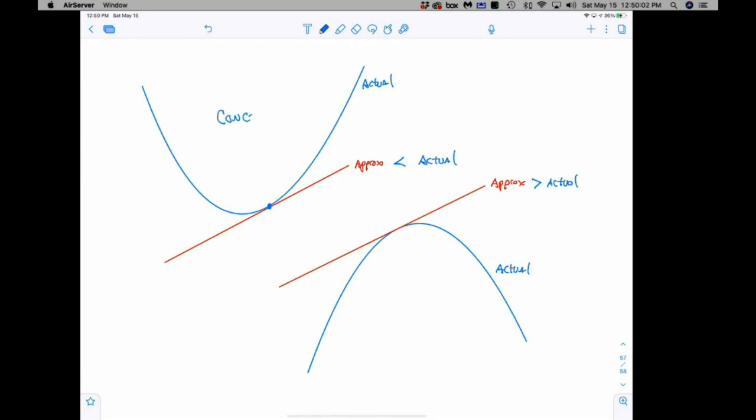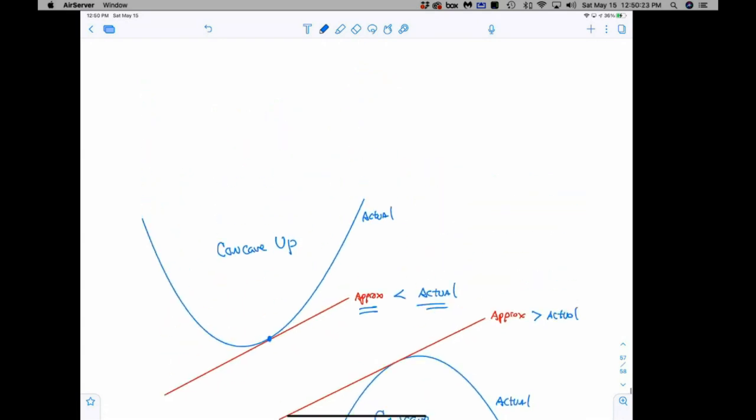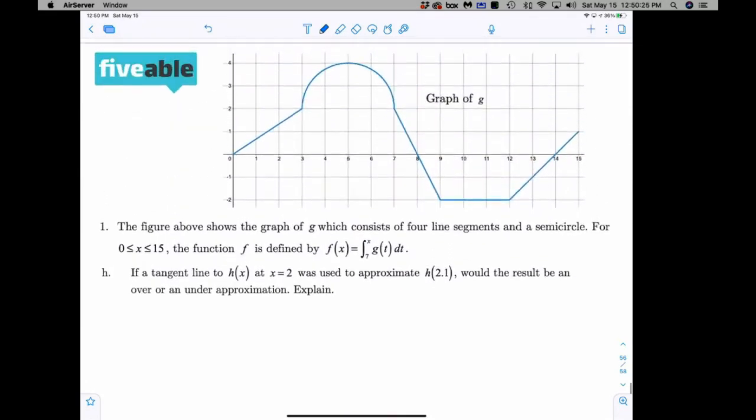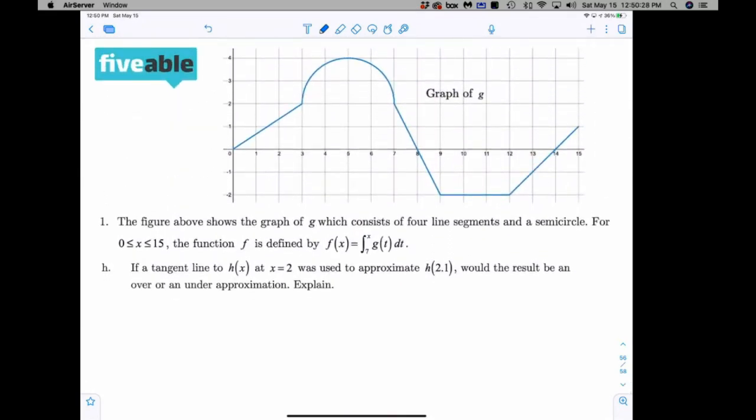If you're concave up, your approximate values are less than your actual values because your tangent line will be below. If you're concave down, your approximate values will be greater than your actual values because your tangent line is above and your shape is below. So if you're asked to ever find out whether or not a tangent line approximation is an over or an under approximation, that is code for find the second derivative and check the concavity of the function.